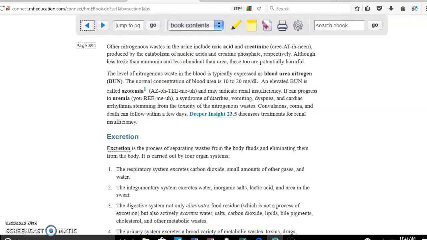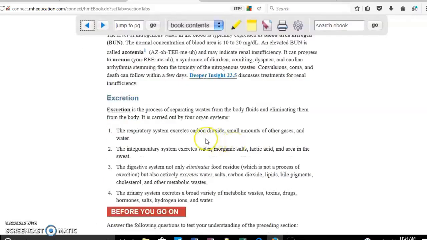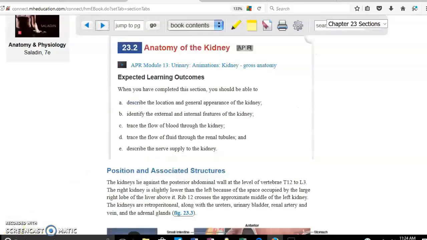If we keep scrolling down, excretion. Kidneys excrete metabolic waste from our body. That's not the only one. The skin as well with sweat, the digestive system, as you can understand. And that's it for this part. Next topic is anatomy of the kidney.